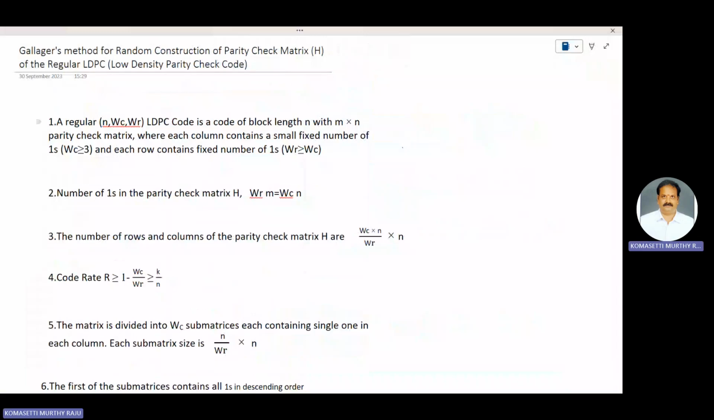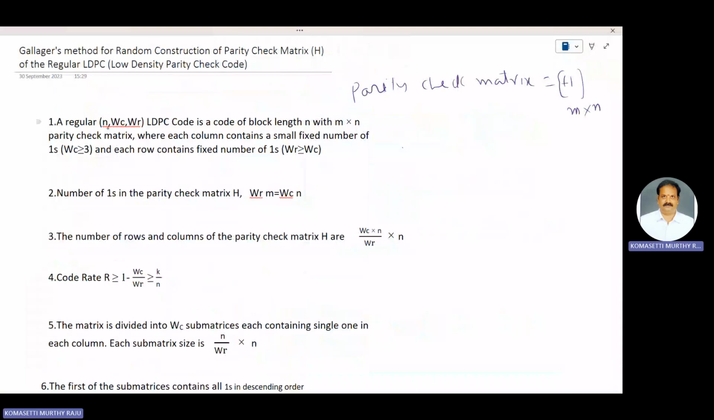In this video, I will explain Gallagher's method for random construction of parity check matrix H of the regular LDPC, low density parity check code. Parity check matrix is represented by capital H. The dimensions of capital H is M cross N.